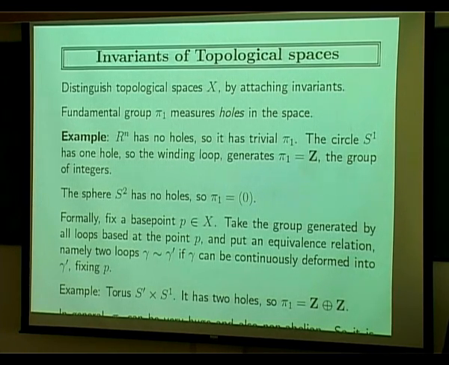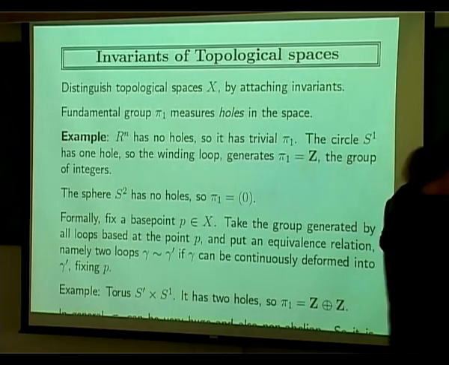So the first thing which was introduced by Poincaré is that you can define a certain group which measures holes in the space. If I take n-dimensional space, this has no holes, because your intuition says that there are no holes. So one says that the group you attach is the trivial group. The group is denoted by pi 1. And now if you look at the circle, it has one hole, and precisely the winding loop generates your fundamental group pi 1.